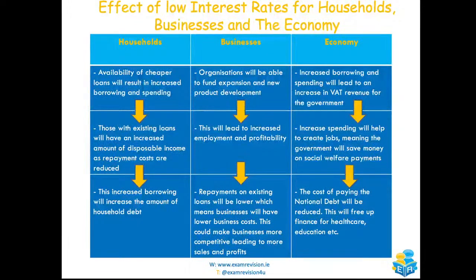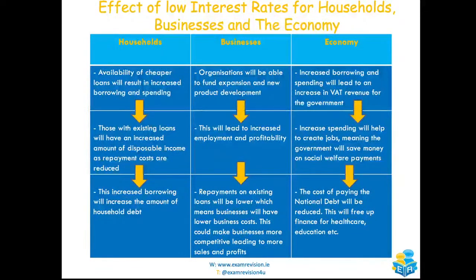It also means that if a business has an existing loan, the repayment will be lower, and this means that the business will have lower business costs, and this could make businesses more competitive, leading to more sales and profits. Okay, so that's obviously overall positive for the business.